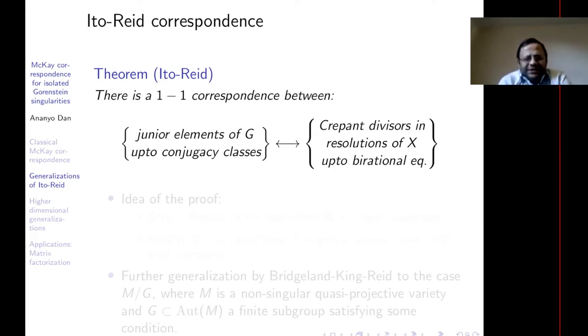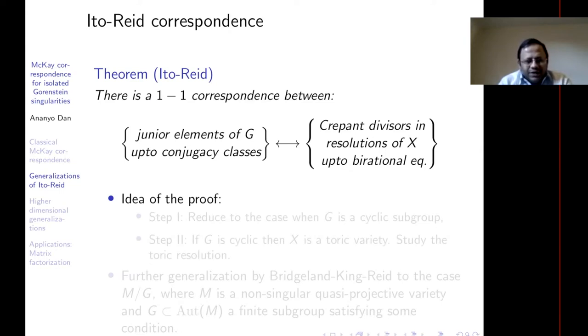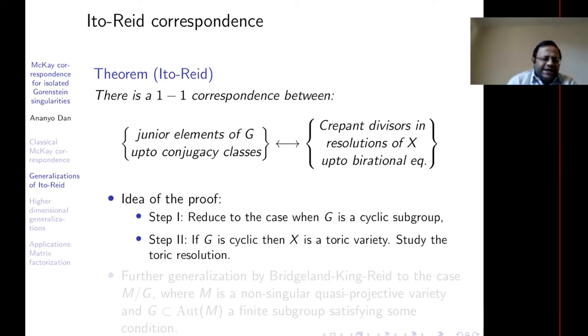And they prove that there is a one-to-one correspondence between the junior elements of G up to conjugacy classes on one side and the crepant divisors in resolutions of X up to birational equivalence. The idea of the proof goes as you first reduce this computation to the case when G is a cyclic subgroup. In that case, you are in a nice situation because this is a toric variety and you can explicitly work with the toric resolution and compute this bijection in a very explicit way.